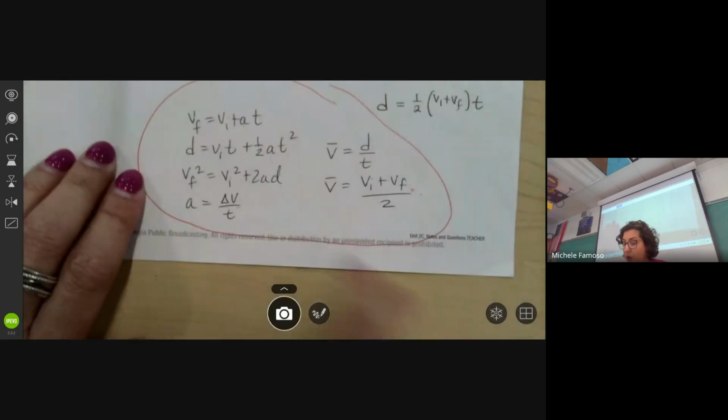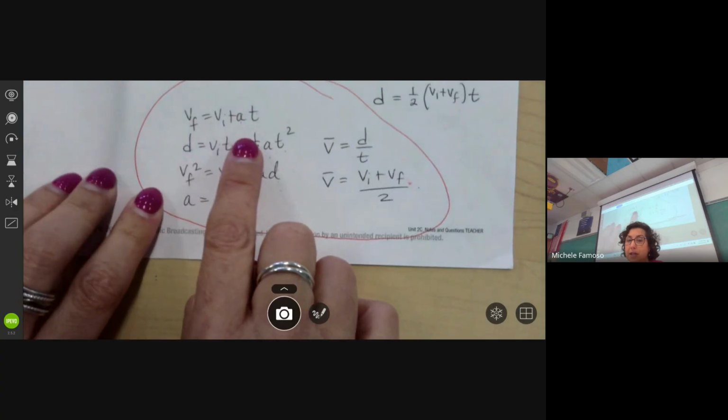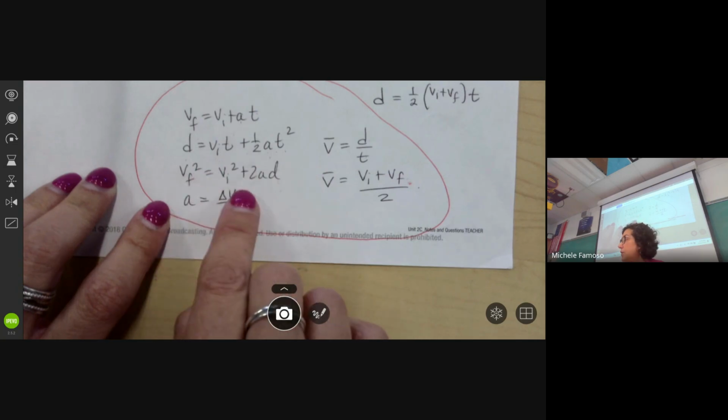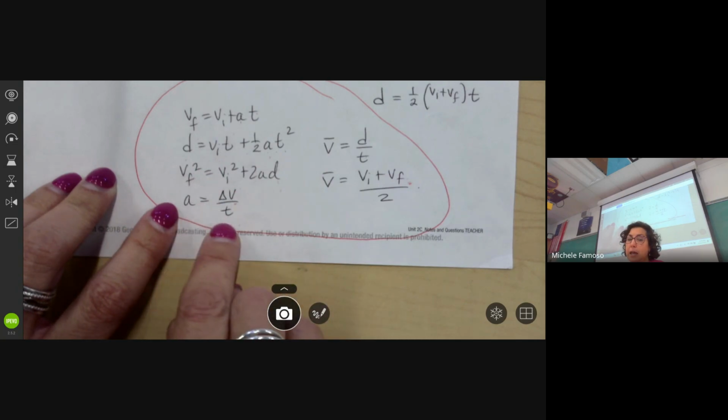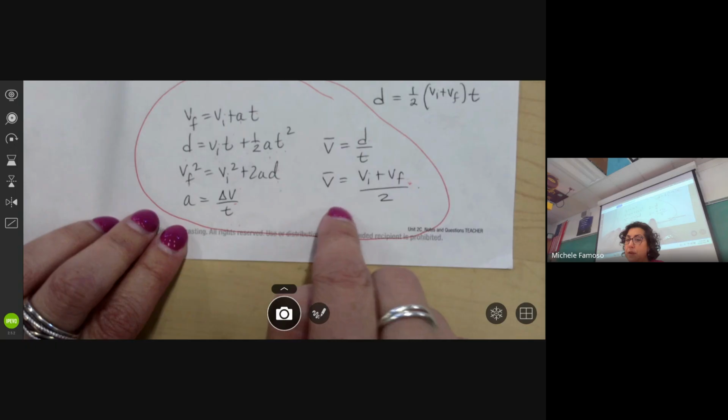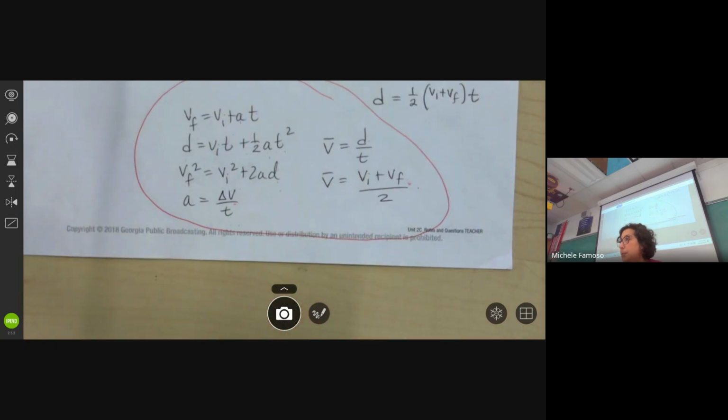There are 6 constant acceleration equations that you should know. These are in no particular order. VF is VI plus AT. D is VIT plus half AT squared. VF squared is VI squared plus 2AD. A is change in V over T. V bar is D over T. And V bar is VI plus VF over 2.